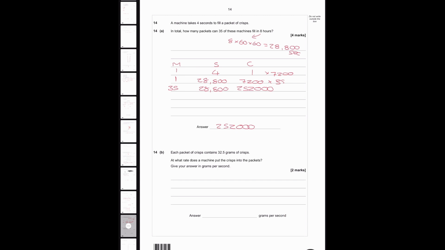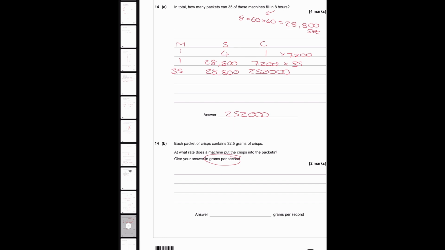The next part, the question says each packet of crisps contains 32.5 grams of crisps. At what rate does the machine put the crisps into the packet? Give your answer in grams per second. This is a massive hint. Grams per second means we're going to have to take the weight and divide it by the amount of seconds. We know the weight is 32.5 and we divide this by 4 seconds, which is 8.125. So our answer is 8.125.